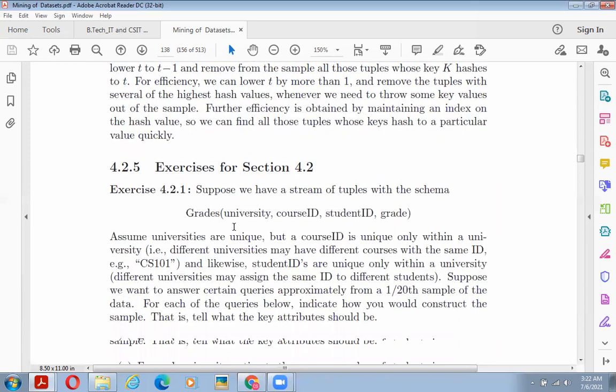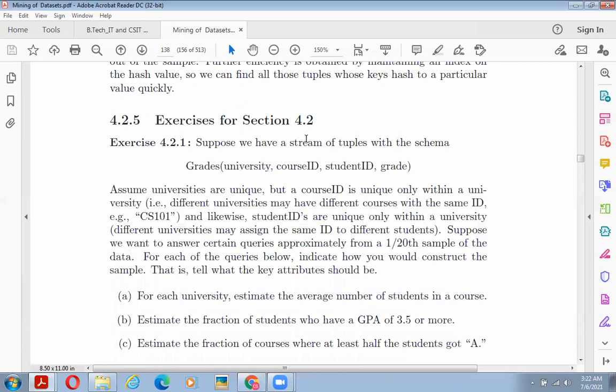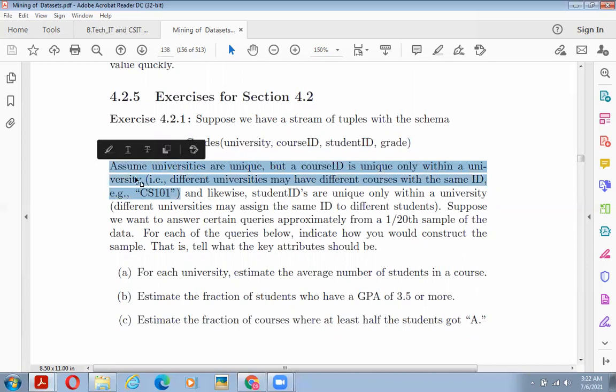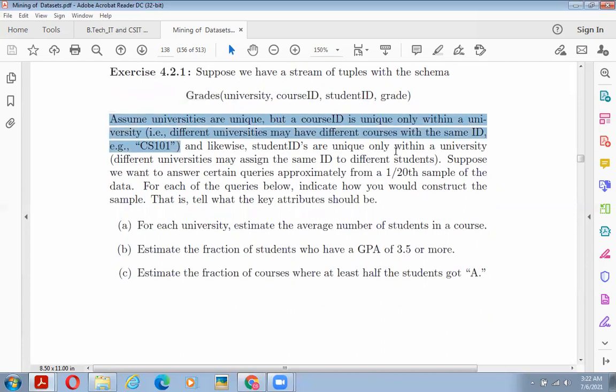Like in this example, we have a stream of tuples like university, course ID, student ID, and grades. Assuming the universities are unique, but the course ID is unique only within the university. Different universities may have a different course with the same ID, like CS 101. Likewise, the student IDs are unique only within a university. Different universities may assign the same IDs to different students.